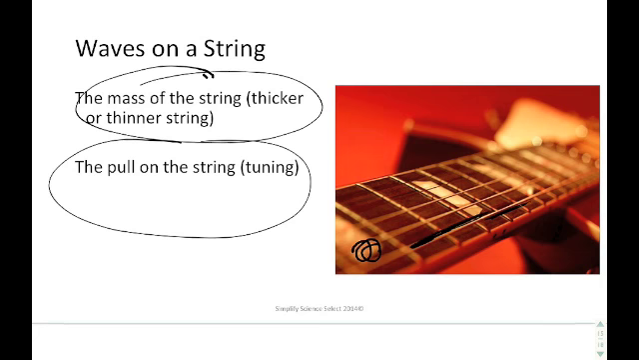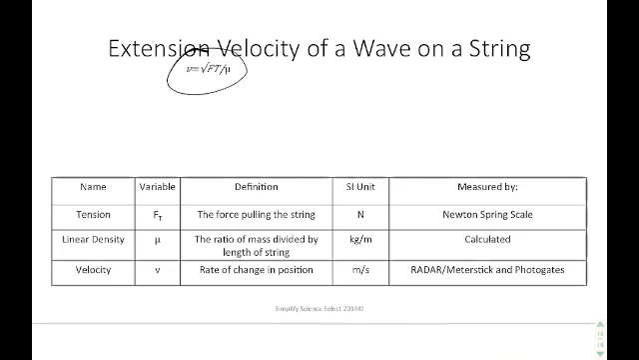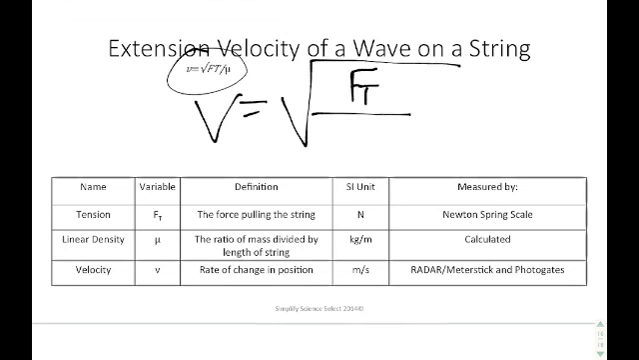So if we take a look at the equation, and this actually didn't come out real well, it says the velocity of a wave on a string is equal to the square root of the tension divided by this mu term. Okay, so the tension we've talked about before is how much you pull the string. It's measured with the Newton spring scale. You guys did that in the lab. This mu term is actually called the linear density. The linear density represents the mass of the string divided by the length of the string. It's a mass to length ratio.